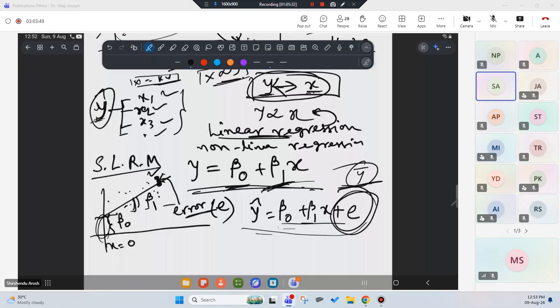What is a non-linear regression model? How should it look? If it is a non-linear regression model, it should look something like this: beta 1 x. Let's put it as x only. Beta 2 x squared, beta 3 x cubed, and so on, depending on the type of variable. All these betas are called the partial regression coefficients. And if I put x1, x2, x3, then it becomes a multiple non-linear regression model.